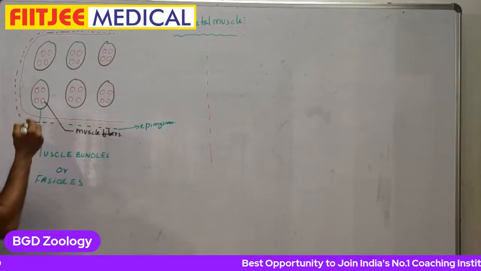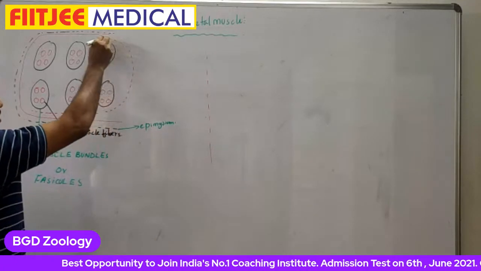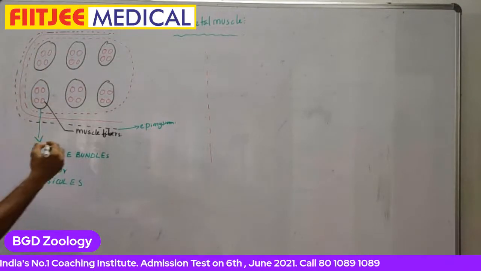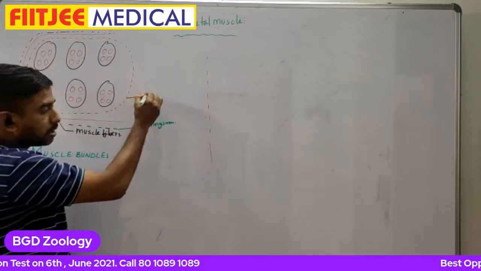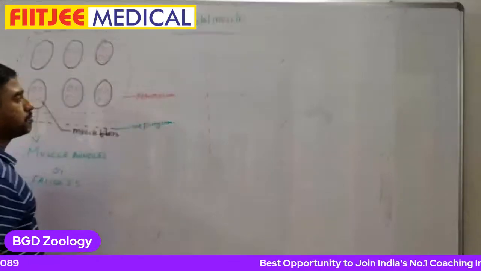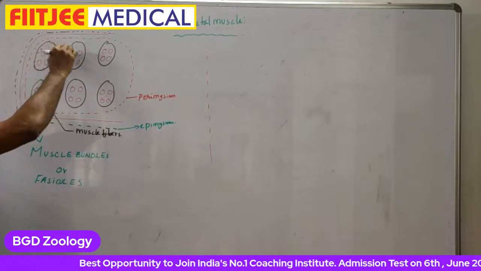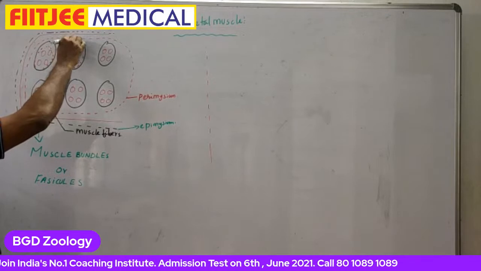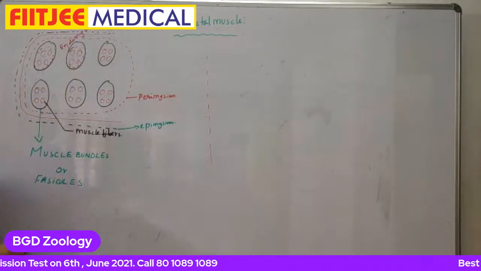And you can see that all these muscle fibers will be covered by another covering. It's called perimysium. And inside the muscle bundles, there is another covering. It's called endomysium. Right.